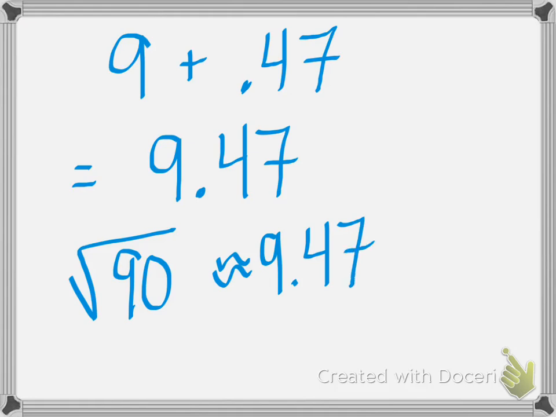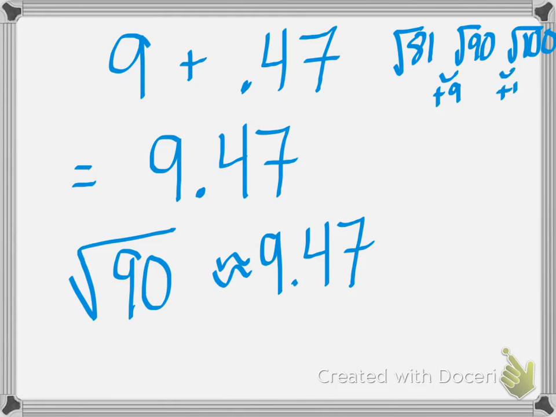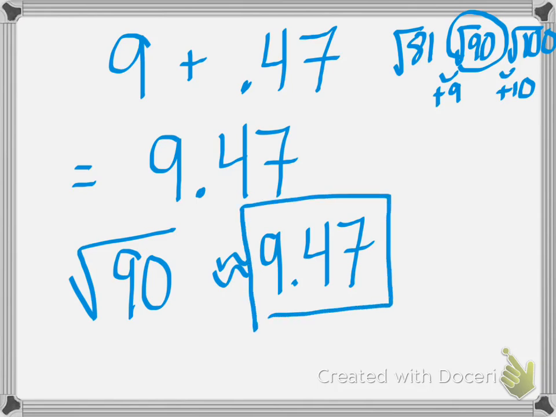Let's go back to the question and see if it makes sense. Square root of 81, square root of 90, square root of 100. For 90, there's only 9 more, and for 100 there's 10 more. So it makes sense that the square root of 90 would be between 9 and 10, pretty much halfway. 9.47 is about 9.5.